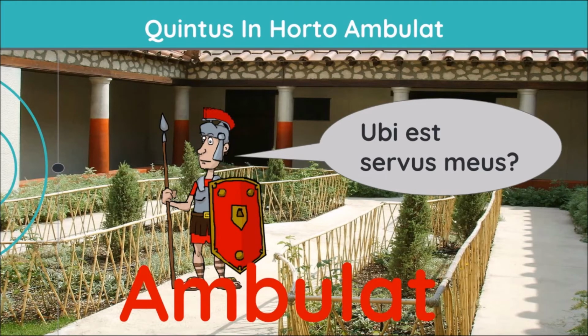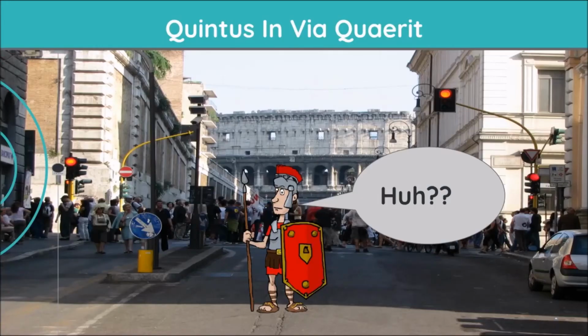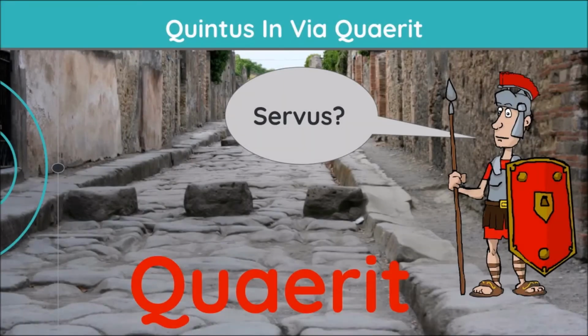If we dissect the sentence, we can see Quintus is the subject, walks at the very end of the sentence is ambulat, and in is of course in, and horto means garden. So if we shuffle around a bit, we can see Quintus walks in the garden, trying to find his slave. Quintus in via quaerit. Oh, that's the wrong slide. No, that's better. Quintus in via quaerit. Servus. Quaerit means searches for. He searches for. So if we piece that together, Quintus searches in the street.